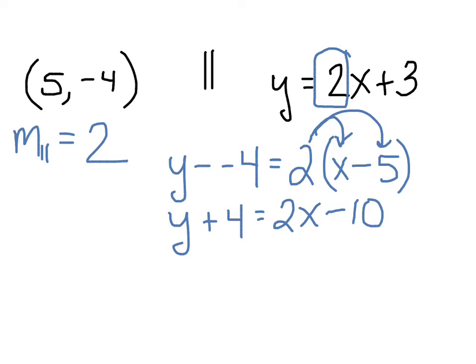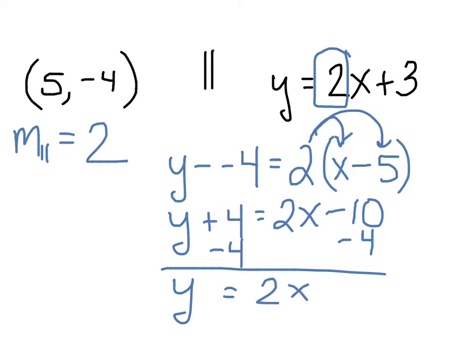And now the form that we want to get it into is slope-intercept form. It never says that, but that's what it wants you to get it into. So in order to do that, I got a +4 that's on the wrong side. How do I move a +4? Yeah, you subtract it. Good job. So what's negative 10 minus 4? Negative 14. Nice job.